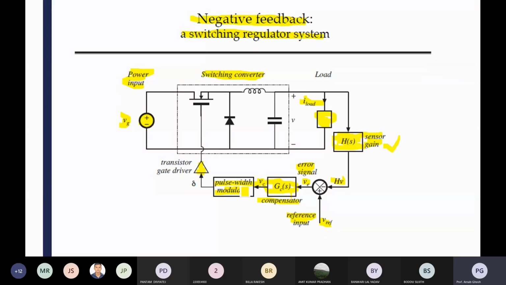Then you will get the duty value, then the transistor gate driver. In the transistor gate driver again we are using an opto isolator. Here you are using a magnetic isolator. Hall effect sensors means it is magnetically isolated. Here we are using an opto isolator. Opto isolator means optical isolation, between your driver and your switch.